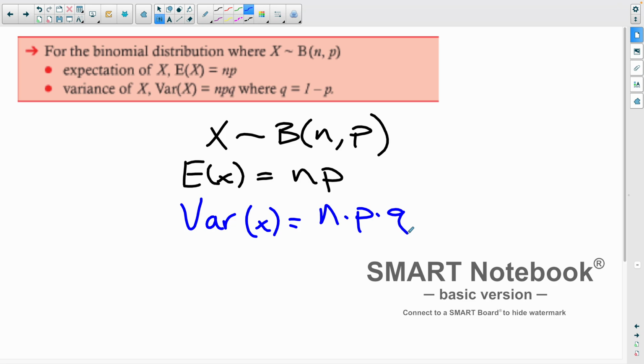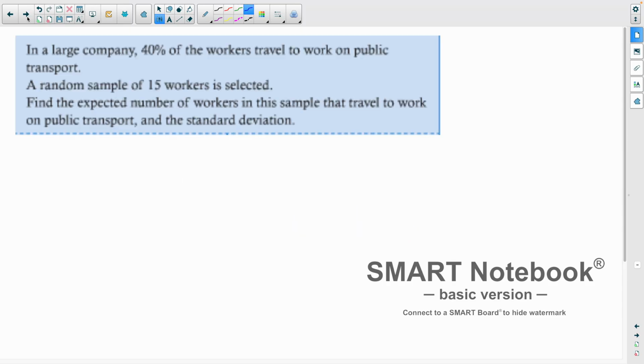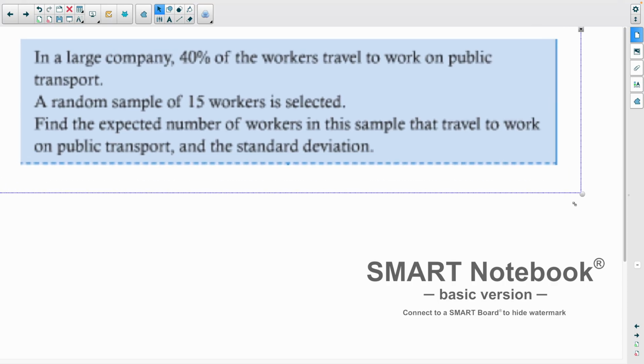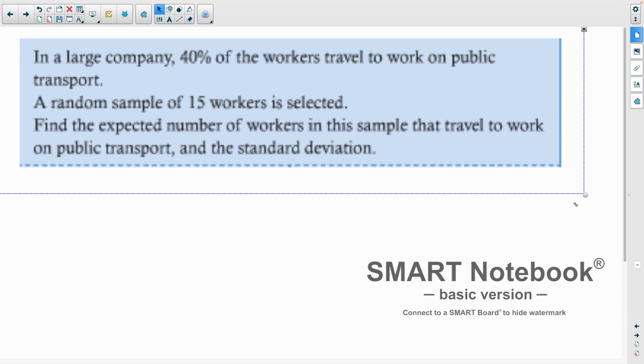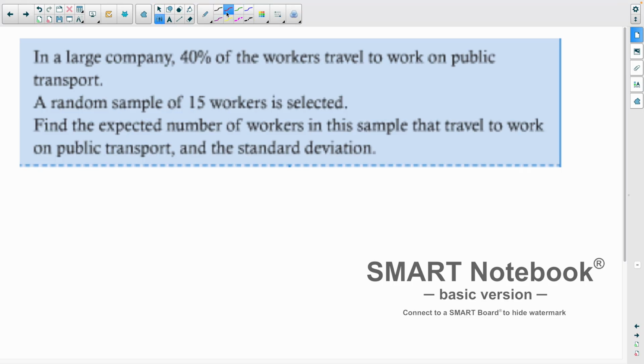So let's take a look at a problem. All right? This one's in your notes as well. All right? In a large company, 40% of the workers travel to work on public transportation. A random sample of 15 workers is selected. Find the expected number of workers in the sample that travel to work on public transportation, and then find the standard deviation of this. Okay? So if I were to do that, expected value is n times p.